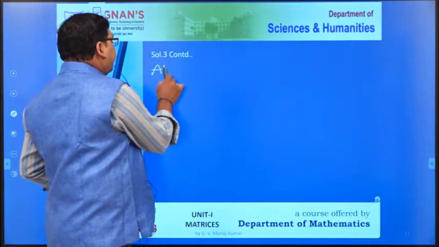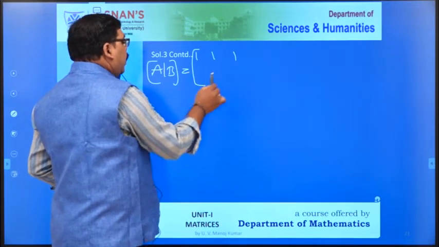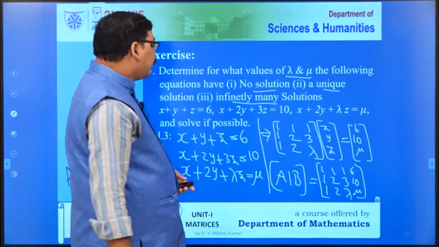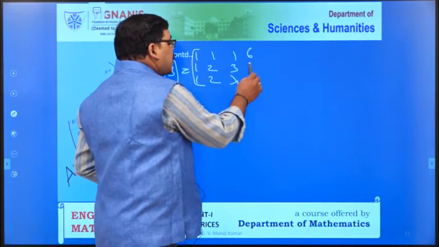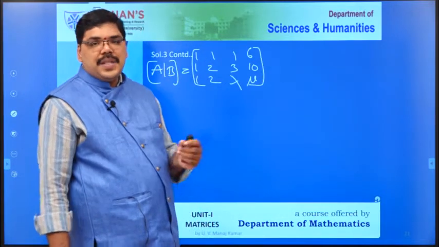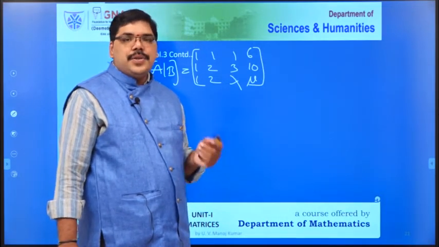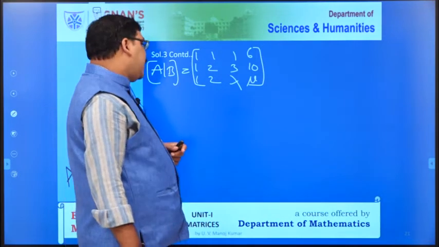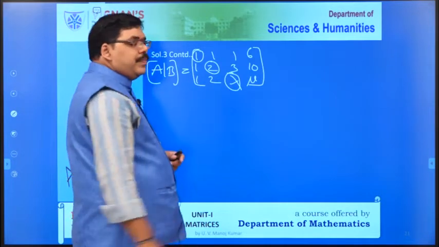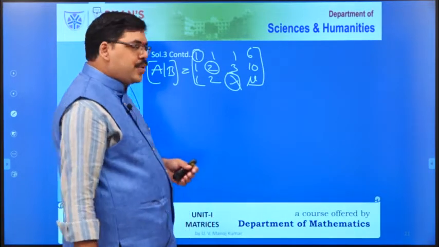Write the matrix here: 1 1 1 6, 1 2 3 10, 1 2 lambda mu. So this matrix is having symbols. Even though it has symbols, we want to apply row operations and reduce it into echelon form. What are the diagonal elements? 1, 2, lambda. So we want to convert elements below the principal diagonal into zeros.